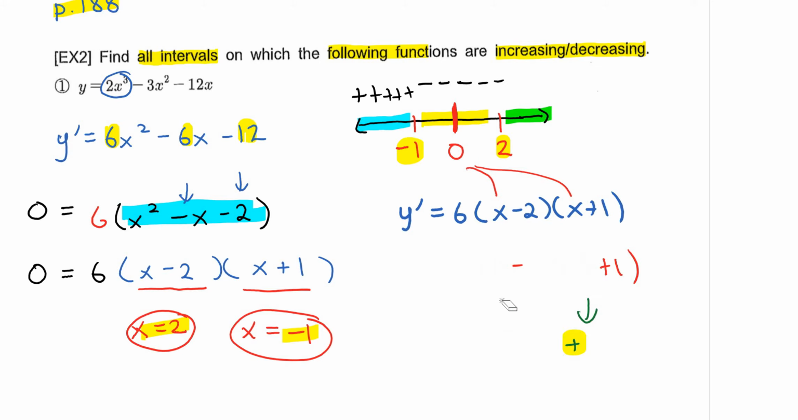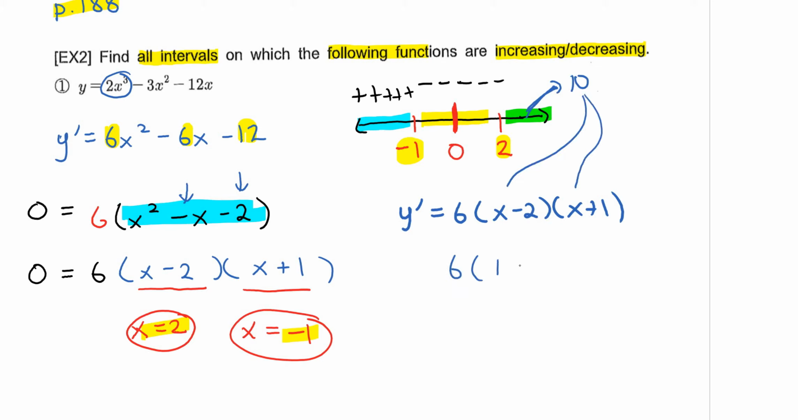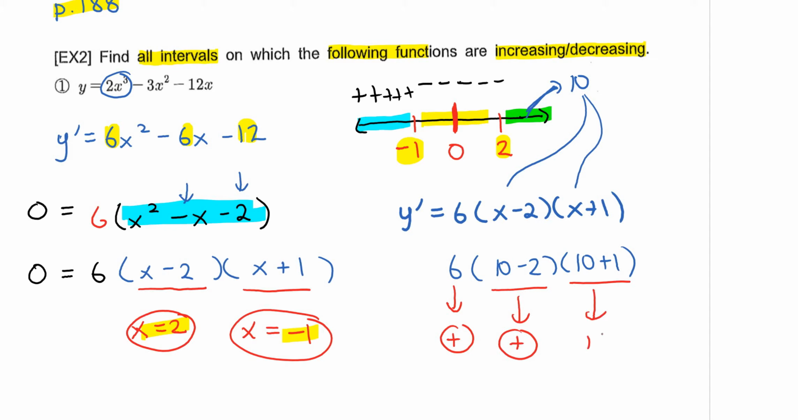Okay. And then finally, I need to find a number in my green region, and a very good number in this green region could be, I don't know, 10. So now we're replacing the x's with 10. So I have 6 times 10 minus 2 and 10 plus 1. And I don't care about the result, I just care whether the results are positive or negative. 10 minus 2 is going to give me a positive result. 10 plus 1 is positive. So positive times a positive times a positive, well, that means the green region will give me a positive result.